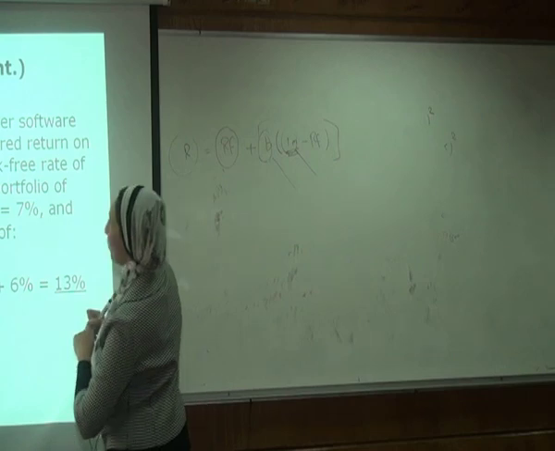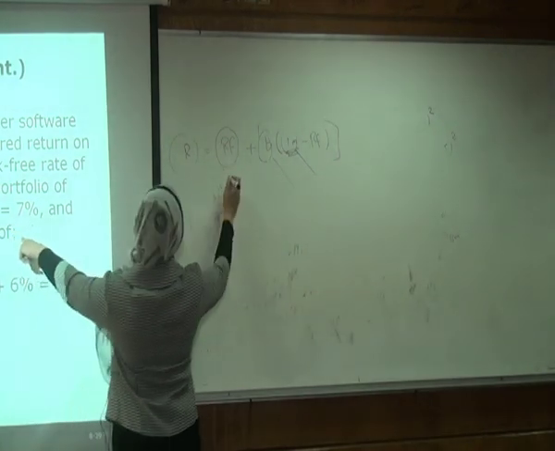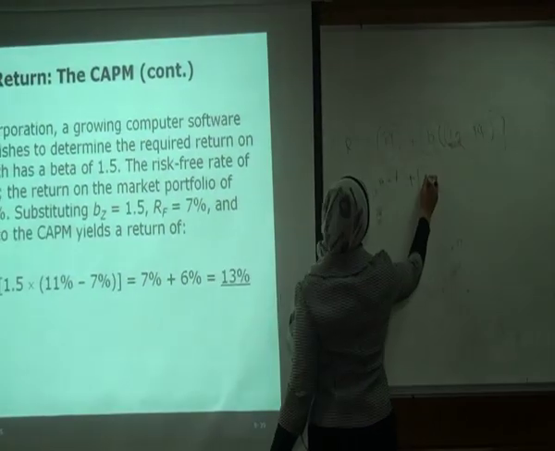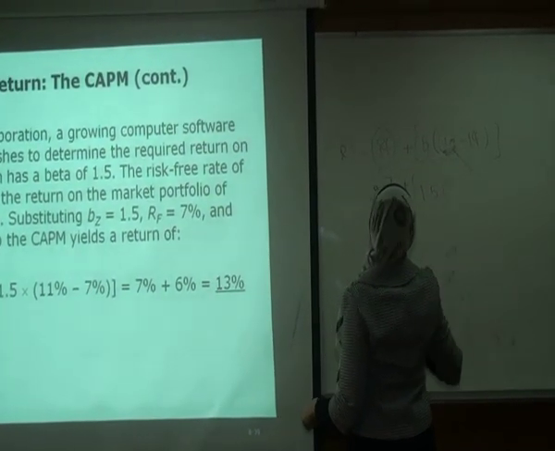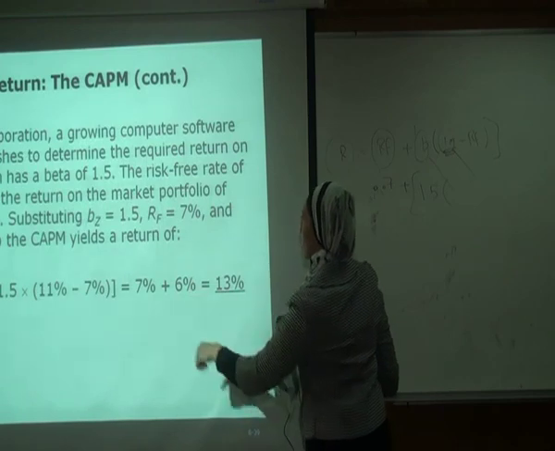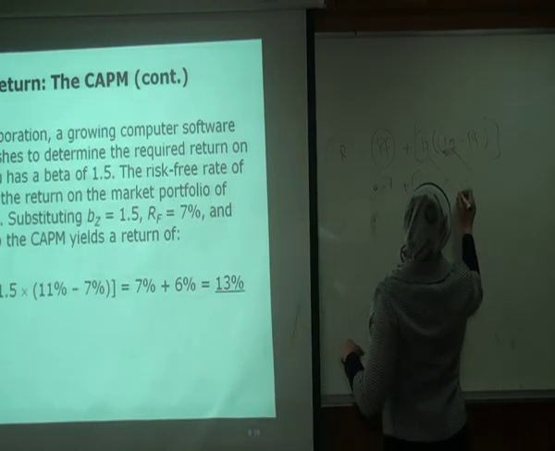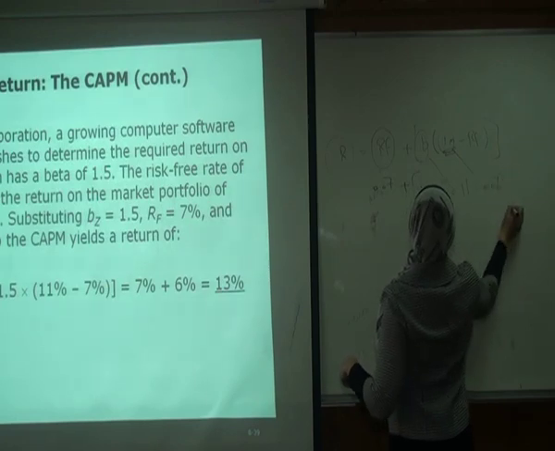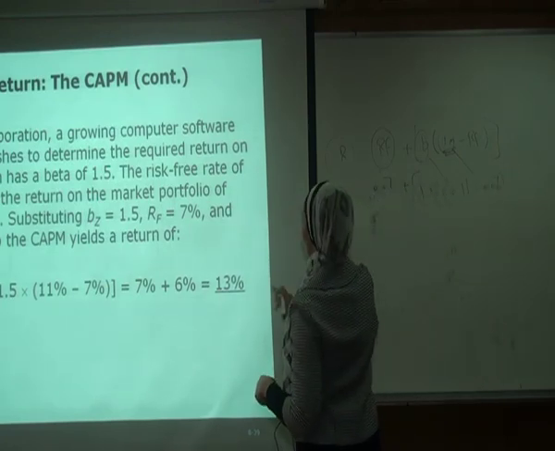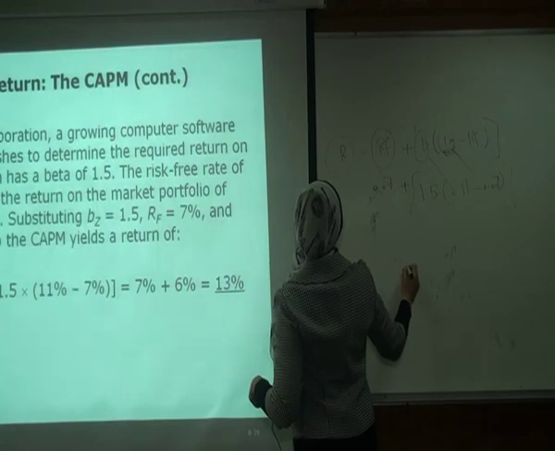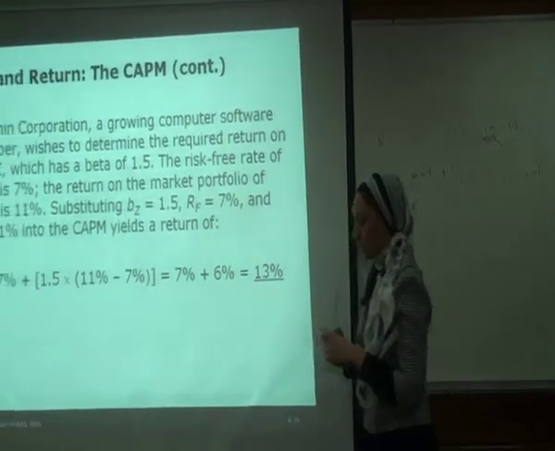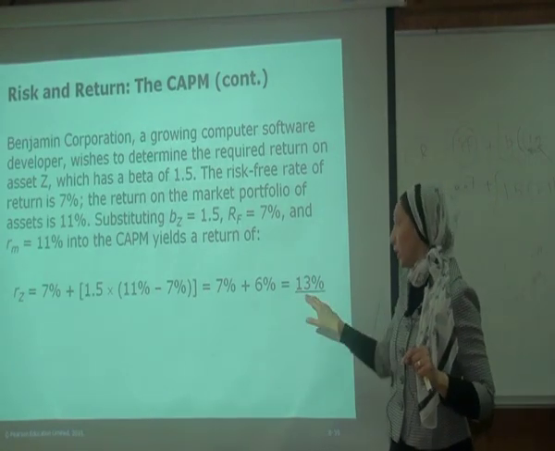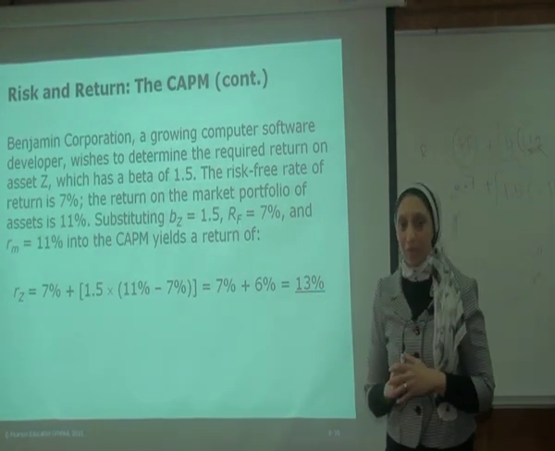So the risk-free rate is 7%, plus beta, which is 1.5, multiplied by the market return, which is 11%, minus the risk-free rate, which is 7%. Okay, so here the required rate of return is 13%. This is the required rate of return. I will accept putting my money in this stock if it achieves at minimum 13%.